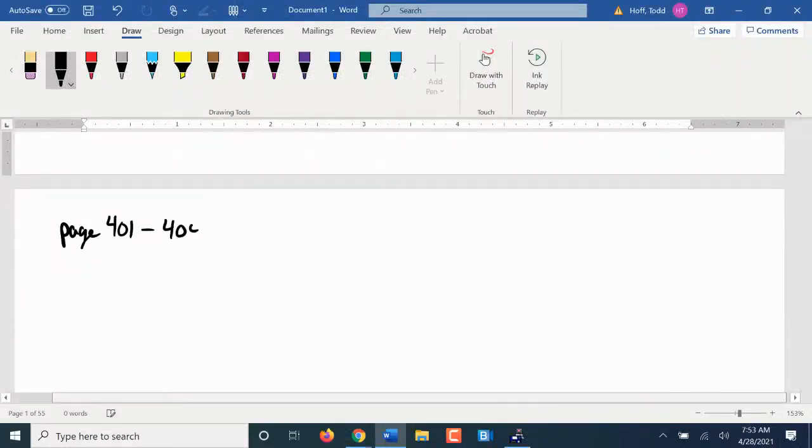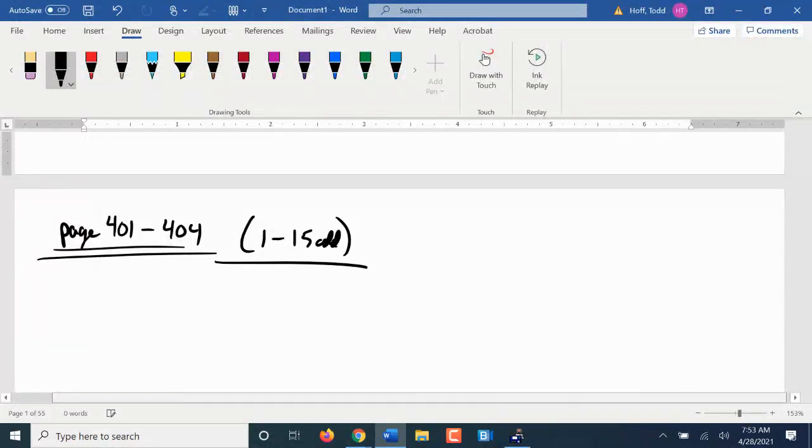We didn't do anything terribly new today. Out of the packet, page 401 through 404, 1 through 15, the odds, deals with finding the angle of rotation and tilt from just the angles. Now remember, your angle of rotation, if you get something that's the complement of what they have, that just means you rotated it the other way. There are two different ways you can rotate.